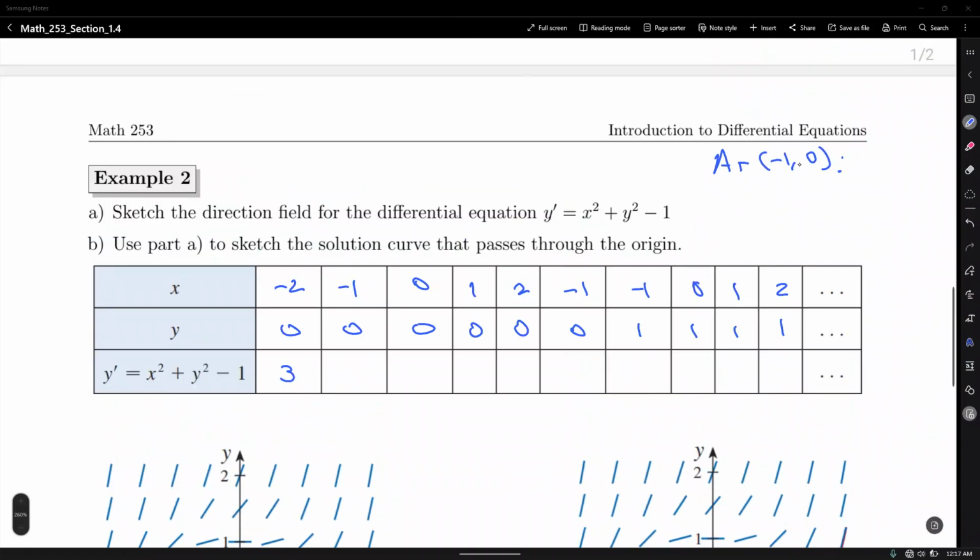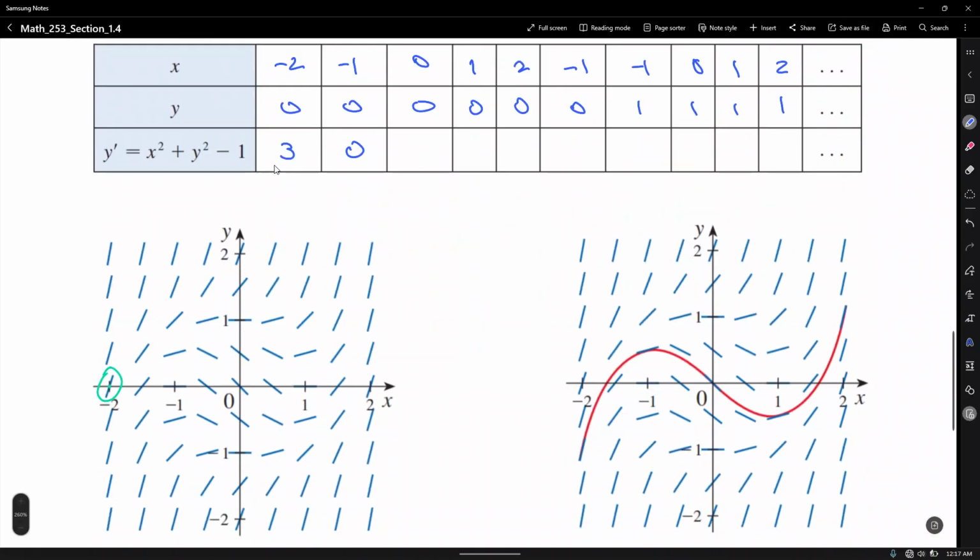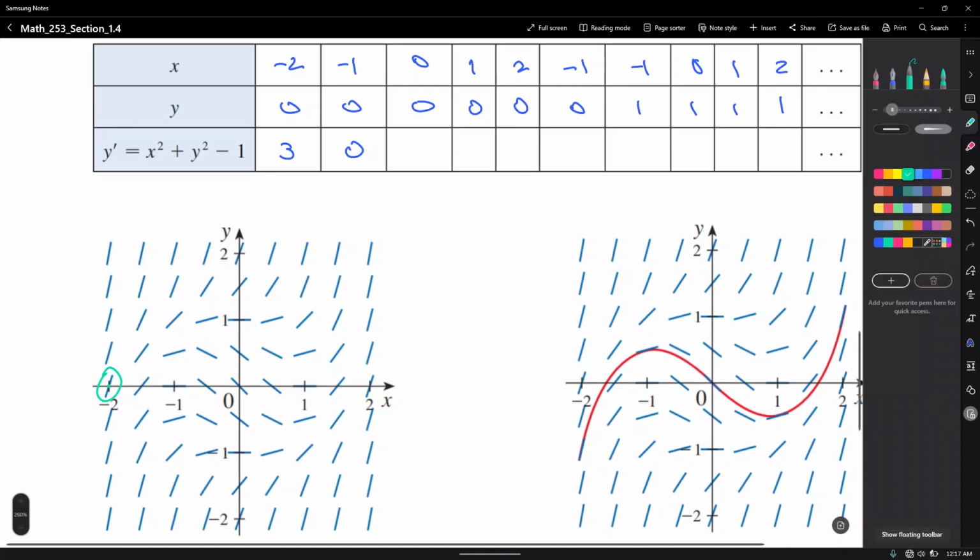For the point negative 1 comma 0, I'm going to repeat the calculation. y prime equals negative 1 squared plus 0 squared minus 1. So negative 1 squared is 1, plus 0 minus 1, equals 0. At this point the slope is 0. How about we go to the slope field and verify that indeed it is true? Go to the point negative 1, 0. Look at that, isn't it true? Yes, it's 0. We have a horizontal line right here which represents a tangent, because it's a slope field. So we can verify that already.